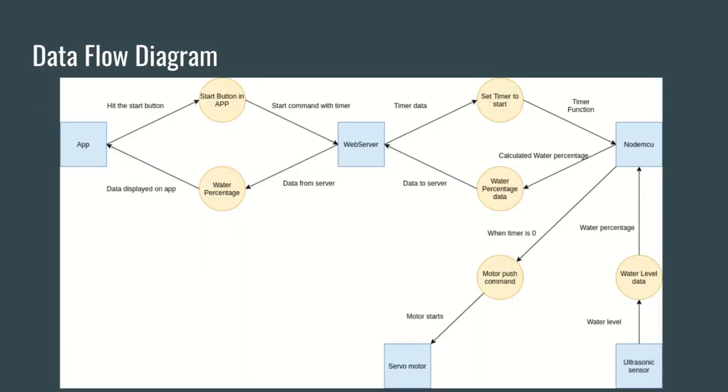Here is my data flow diagram for the project. It starts from the app and goes until the servo motor and the ultrasonic sensor. When you trigger something on the app, it will send data to the web server, and the web server will send data to the NodeMCU, which will then trigger the servo motor. On the flip side, when a sensor reading occurs in the ultrasonic sensor, it will send the data to NodeMCU, which then calculates it into readable data, for example water percentage, sends it to the web server, and then it's read by the app.